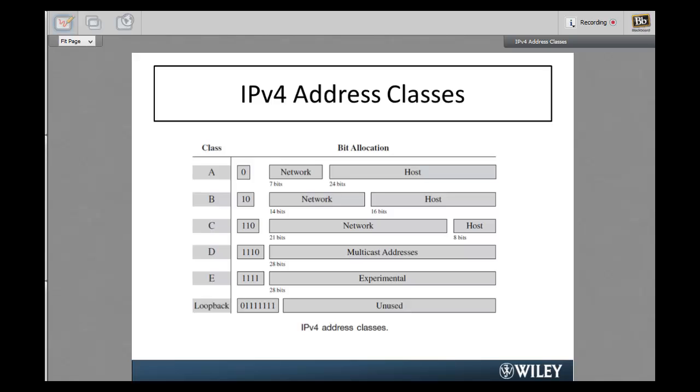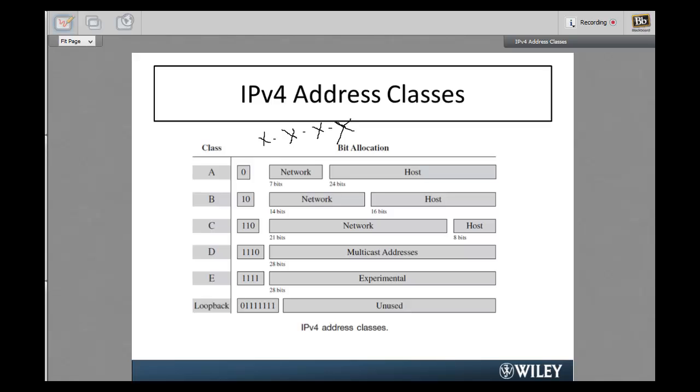The classes actually define the bits used for the network and the bits used for the host. So why did we say class A is the largest, suitable for a very large network? Why did we say that? Because you can see the space available for the host address. The IP address can be divided into two parts, the host address and the network address.